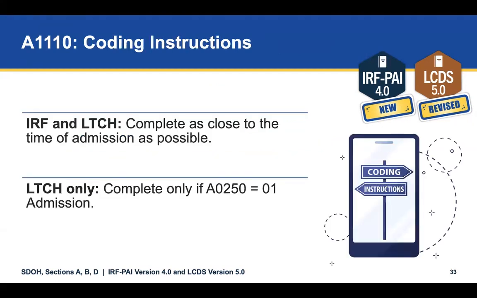The coding instructions for both the IRF and LTAC include the completion of this data element on admission as close to the time of admission as possible. For LTACs only, there is an additional statement in the LCDS manual that refers assessors back to the reason for assessment data element A0250. When an LTAC assessor codes A0250 as 01, this denotes that the assessment being completed is an admission assessment. It's just another way to say that this data element is completed on admission.